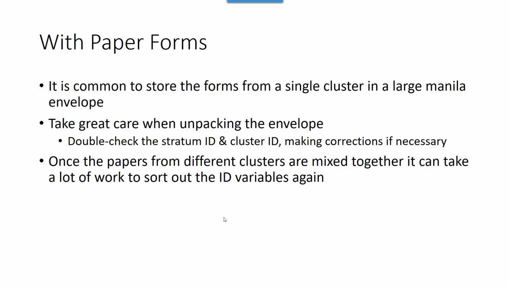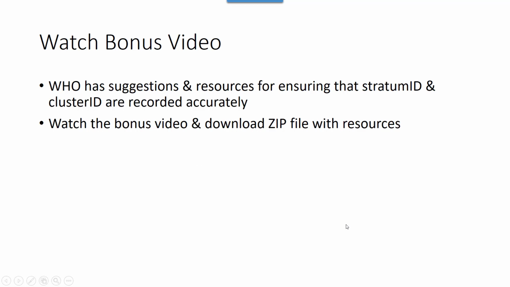You can correct typos, you can clarify unclear handwriting, or you can fill in values if they happen to be missing. This is a moment when it's very easy to know which cluster the form came from and to write it clearly on there. If you miss that moment and you mix up the forms, then it can be very painful. It's a lot of work to then go back afterwards. Sometimes it's many hours of work, sometimes it's several days of work to go back and assign the ID variables correctly. So take advantage of that moment, build it into your plans and your protocol, and train the person who will unpack the envelopes to use that moment to clarify the data quality.